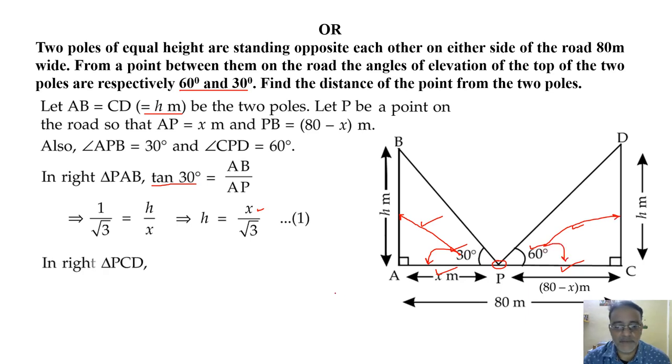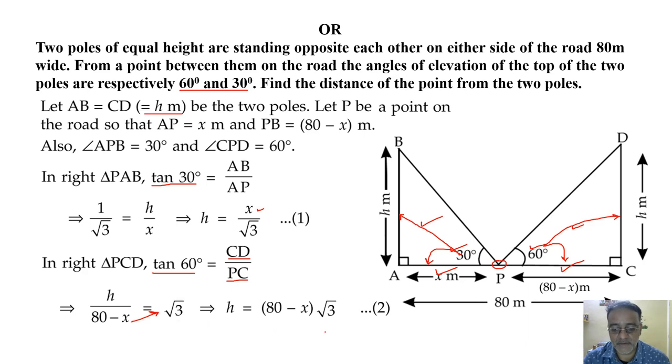That is CD upon PC. Now what is tan 60 degrees? Root 3. This is h and this is 80 minus x. So we are getting h is equal to (80 minus x) into root 3. Let it be equation number 2.